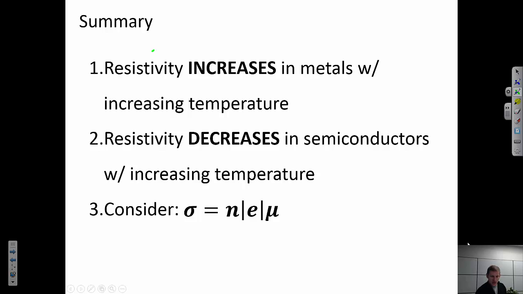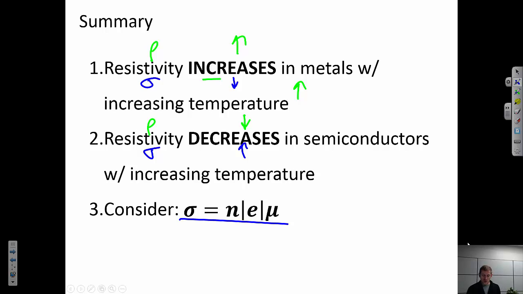Okay, so in summary, resistivity is going to increase in metals as I increase the temperature. The corollary is that conductivity would decrease in metals, right? Semiconductors are the opposite. Resistivity will decrease as I increase the temperature, which also means that the conductivity will increase as I increase the temperature. And just as when we were considering the role of dopants, we need to think about the individual roles of these different terms in the overall conductivity.